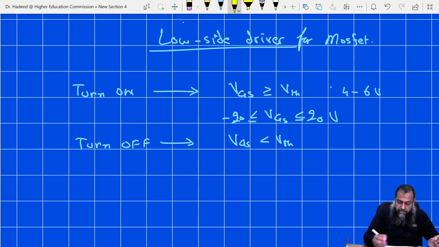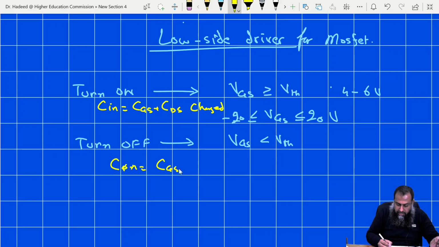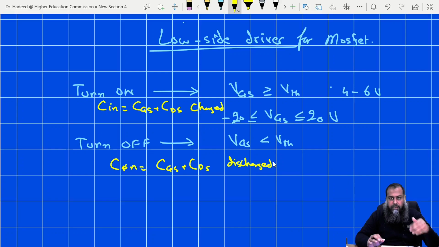The other consideration here is that in order to turn on the device, the C input, which is a sum of the CGS and CDS, should be charged, and to turn it off, this C input, which is the CGS and the CDS, needs to be discharged. These are the two conditions that whenever we meet, the device either turns on or goes into the blocking state.